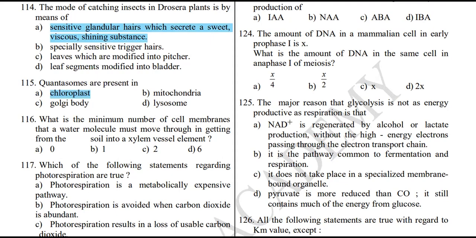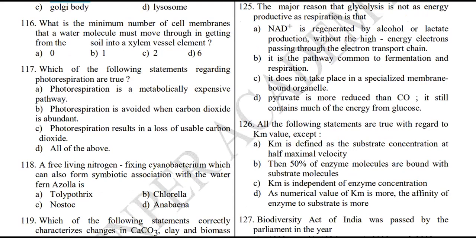Yes. Okay. What's the minimum number of cell membranes that a water molecule must go through in getting from the soil into the xylem vessel? Okay. Suppose if we have to talk about that, we already know about the apoplast pathway and the symplast pathway, right? Yes. So what exactly happened? They have to cross the endodermis. If they have to cross the endodermis, they have to cross something called the Casparian strip, and this endodermis has a Casparian strip, which is made up of suberin.